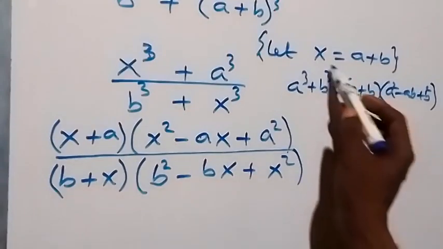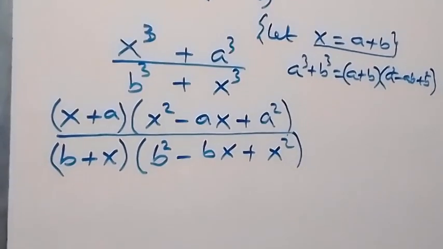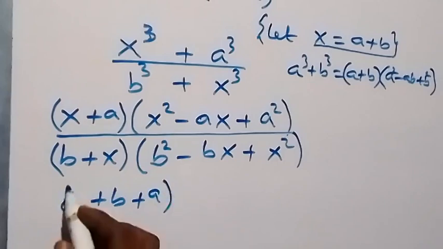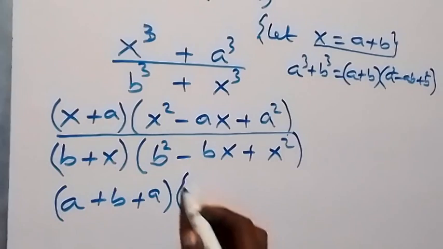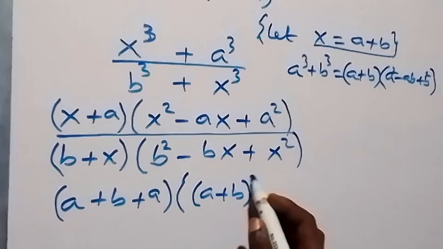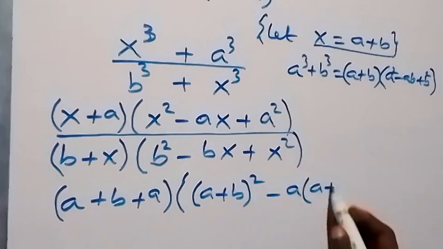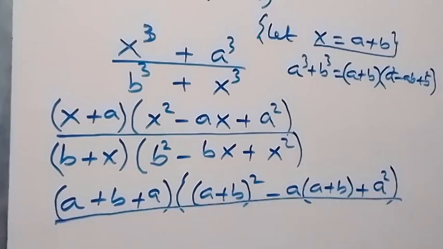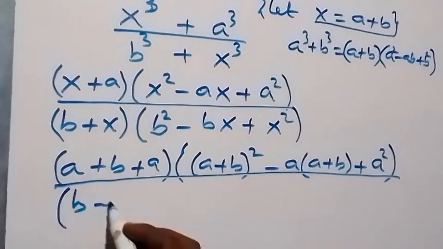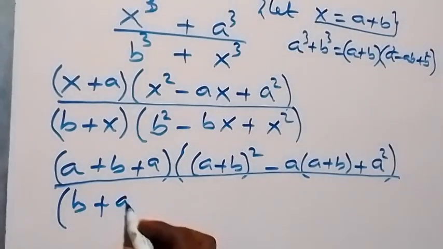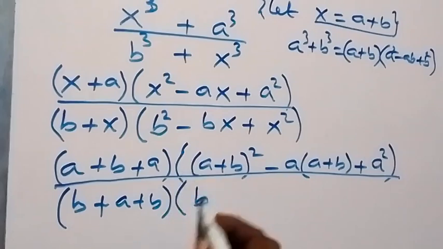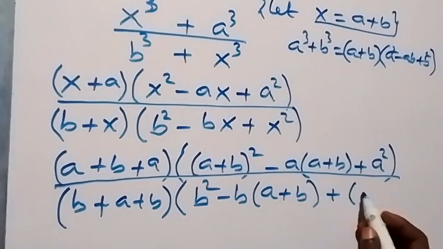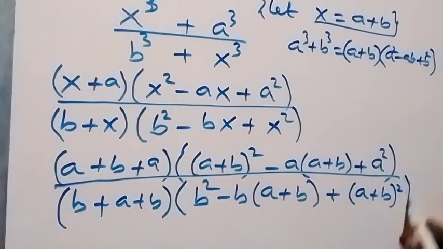Then from here, let's recall that we represented X as A plus B. So we can replace X here as A plus B, and this becomes A plus B, then plus A, then into bracket A plus B all square, then minus A into bracket A plus B, then plus A square, then close bracket, which is divided by B into bracket B plus X, where X is A plus B, so we have plus A plus B, then also we have B square, then minus B into bracket A plus B, then plus A plus B all square, then close bracket.